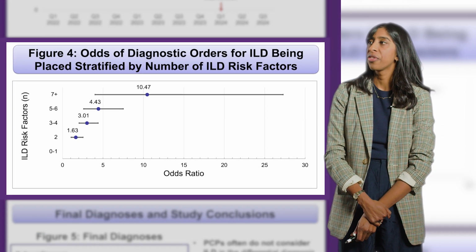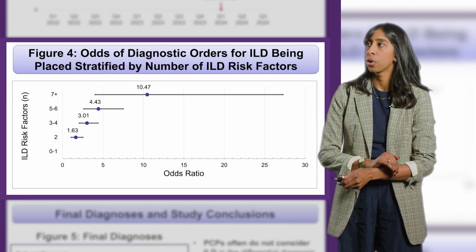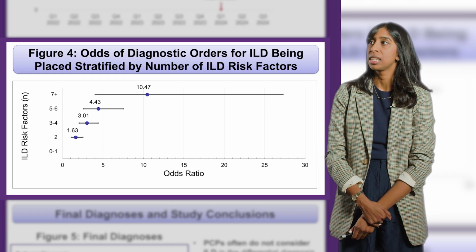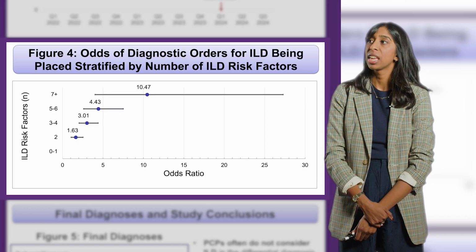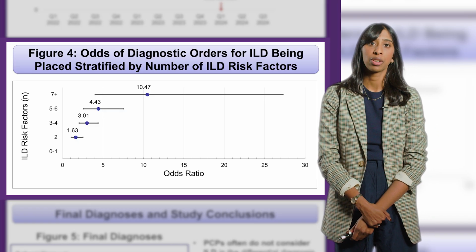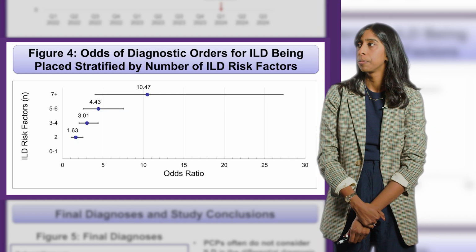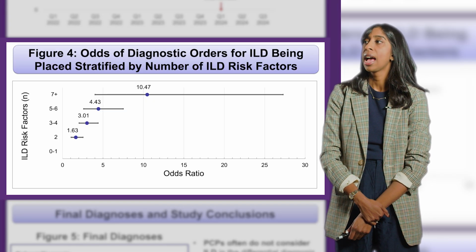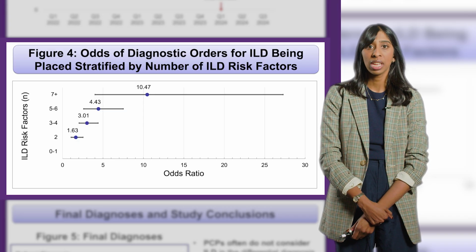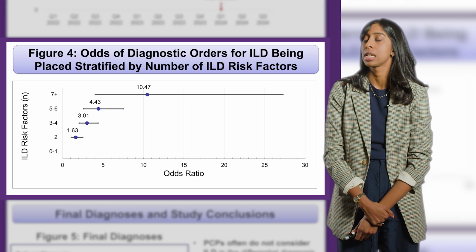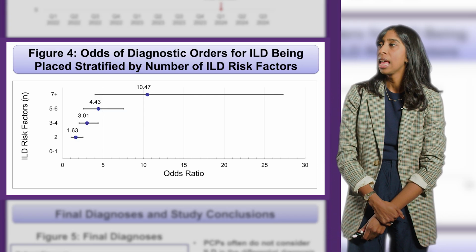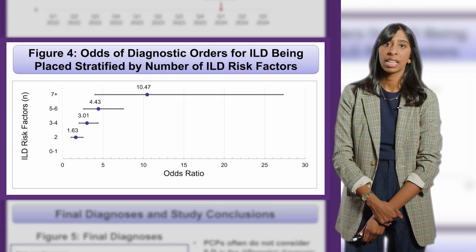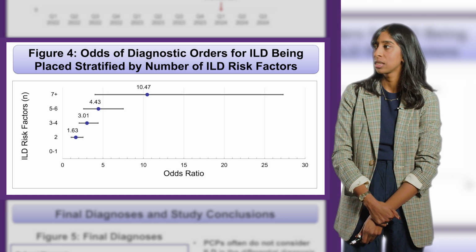And finally, I'll direct your attention to Figure 4 here. We found that the odds of diagnostic orders for interstitial lung disease being placed significantly increased based on the number of risk factors for ILD that patient had. And so you can see that patients with 2 risk factors for interstitial lung disease had an odds ratio of 1.63 in terms of likelihood or odds of having diagnostic orders placed. And that ratio increases all the way up to 10.4 for patients that had 7 or more risk factors.